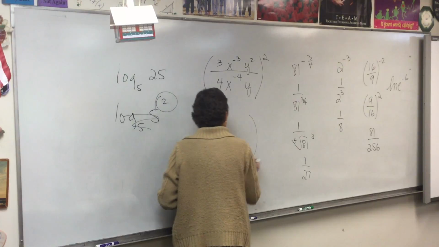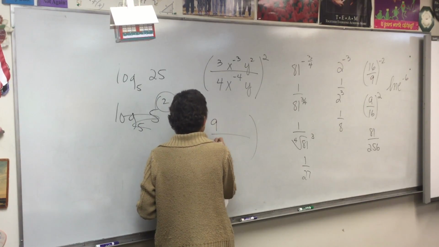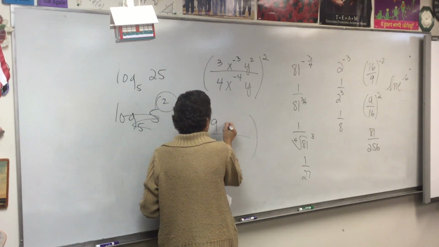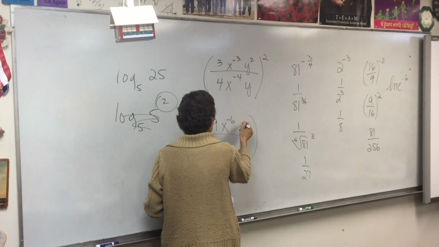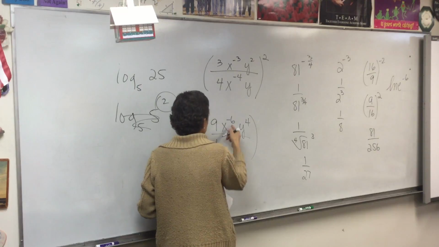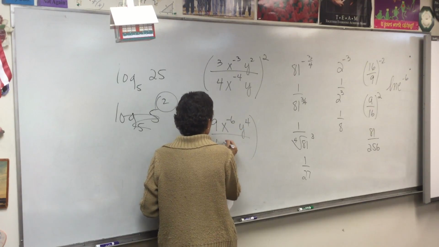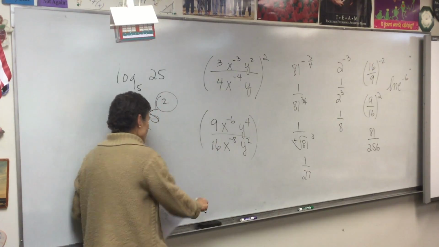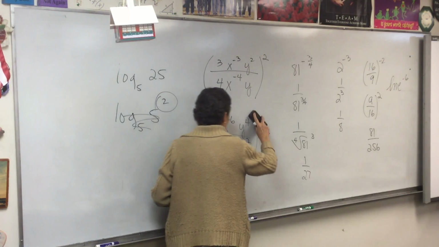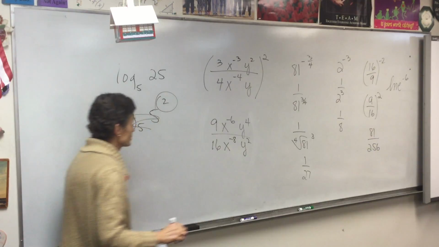So if we did that, it would be 9 over 16, x to the what power? -6. Very good. We don't want to screw that up. X to the -6, y to the 4th, x to the -8, y squared. Or I guess I don't need these parentheses anymore. Everything's squared. I squared it all.